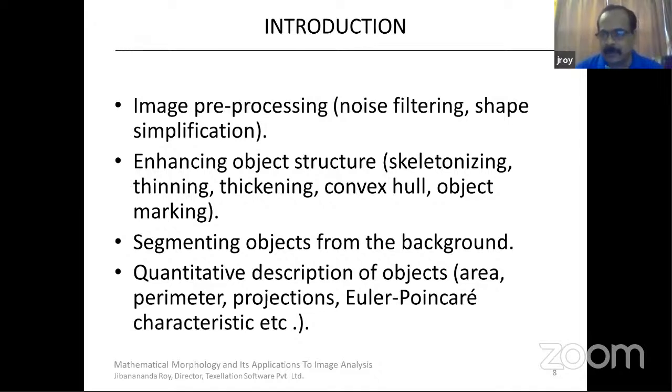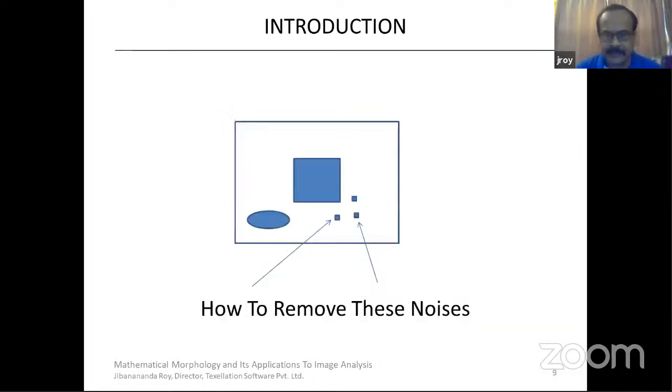Now, what are the uses of morphology mostly? As you see, noise filtering, shape simplification, enhancement, skeletonizing, thinning, thickening, convex objects. These are all image processing problems, usually applications of computational geometry in image processing. Then segmenting objects from the background, or finding quantitative descriptions like area, perimeter, projections, etc.